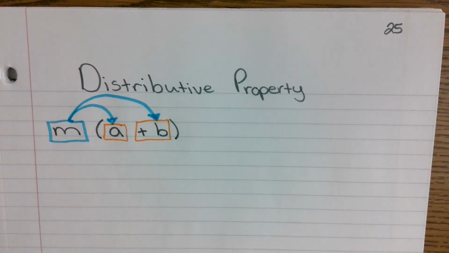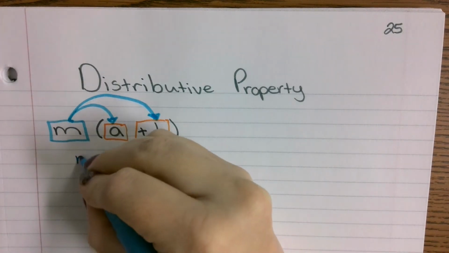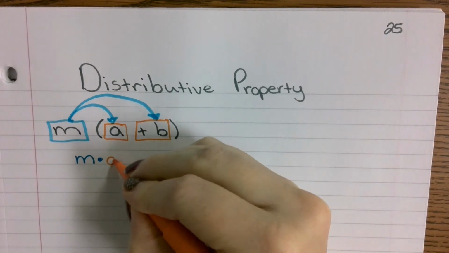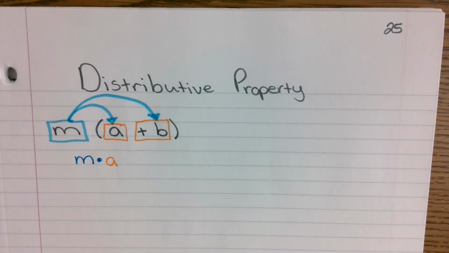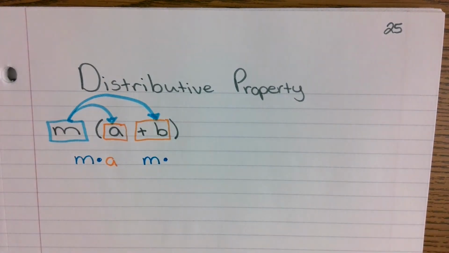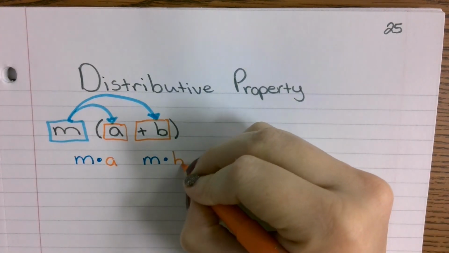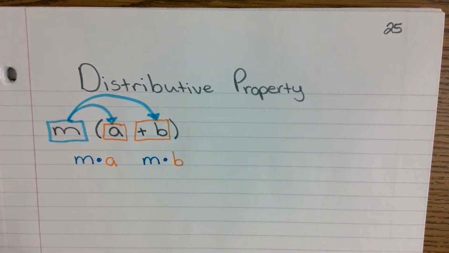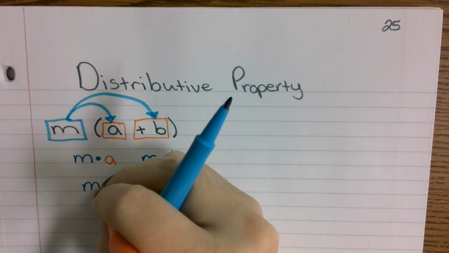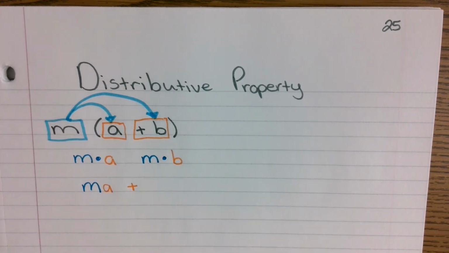So all this would look like is that we're going to take the value of M and we're going to multiply it by A. Then we're going to take the value of M and we're going to multiply it by B. And when we simplify it, it comes out to MA plus MB. That is our distributive property.